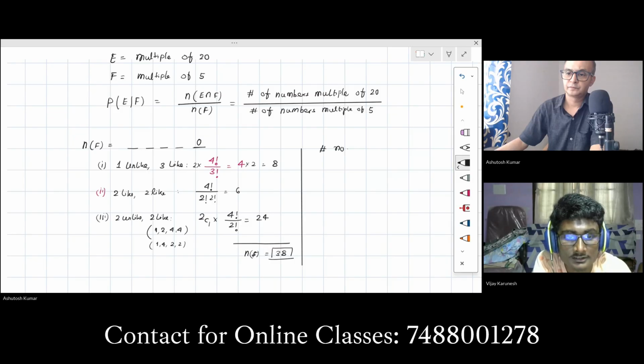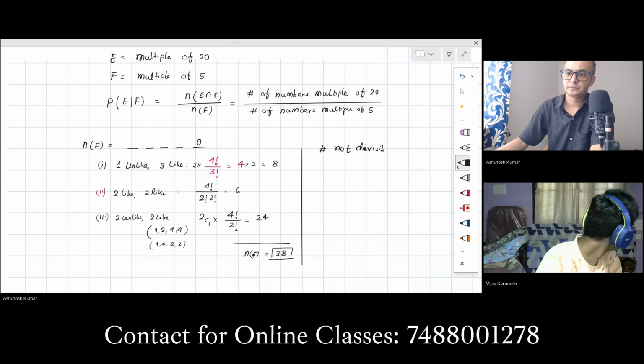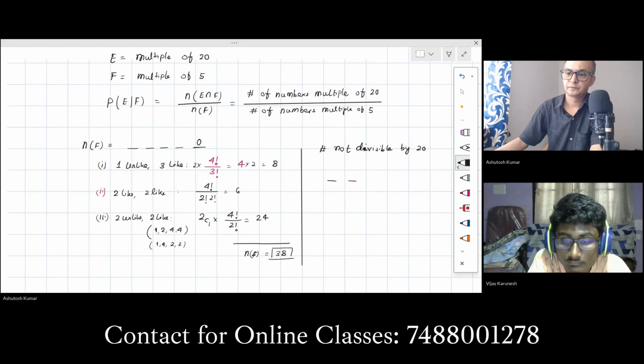So numbers not divisible by 20 are easy to find. Numbers not divisible by 20, and for that I need this situation 1, 2, 3, 4, 5. So 1 and 0 I need here. So first case, 3 like, 3 2s. That will be only one case, where we are taking 2, 2, 2.